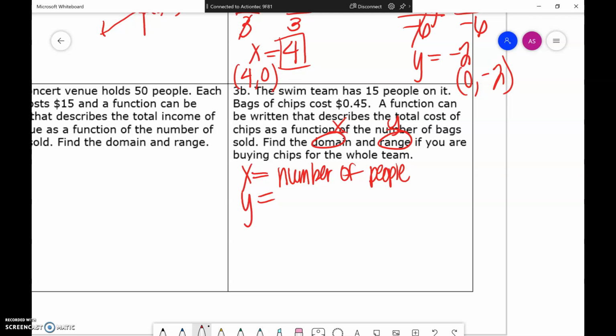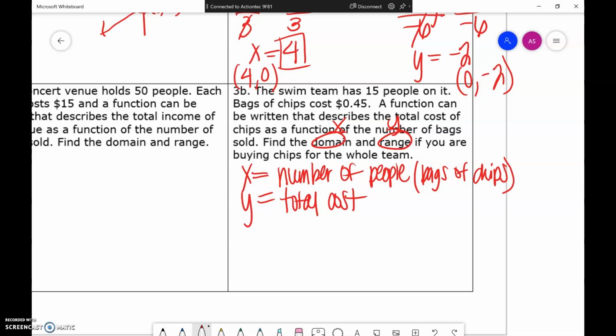And depending on the number of people that's on this team, that'll determine the total cost of the chips that I buy. Okay. Then we want to think about, is this continuous or discrete? So when we think about a number of people, or we think of bags of chips, let me also put that this could be bags of chips, because we're going to assume that each person is just going to get one bag of chips. Okay.